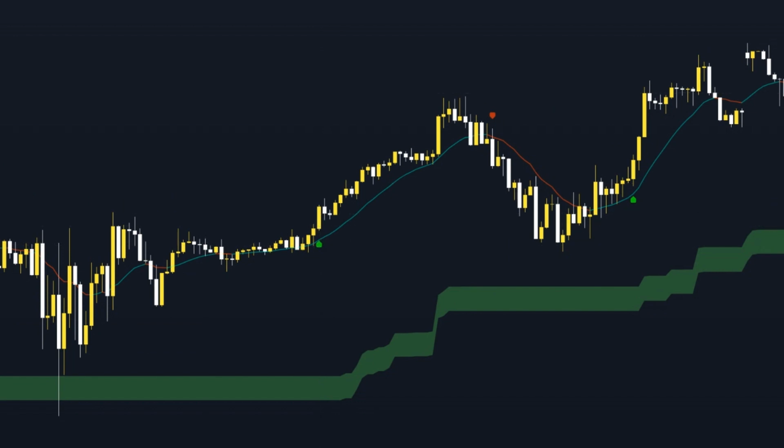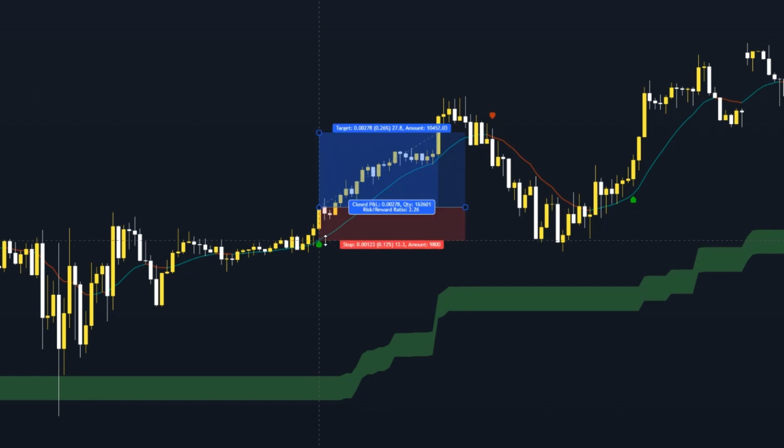I'm going to show you exactly where to put a stop loss now and what risk to reward ratio we'll be targeting. Enter at the close of that candle, and we'll be putting our stop loss to the kernel regression estimate, which is this line right here that follows price closely.